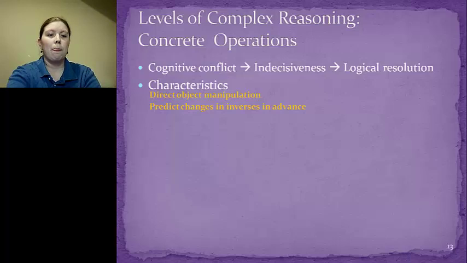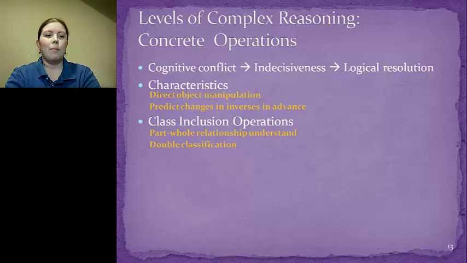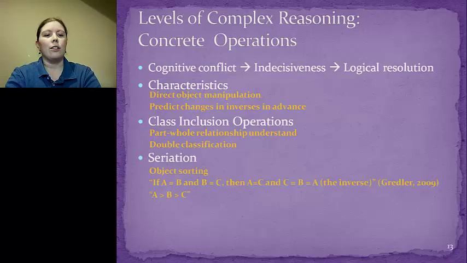Concrete operational children perform class inclusion operations. They understand part-whole associations, such as the idea of carnations and lilies being flowers. Children also understand double classification in that flowers can be red carnations, red lilies, white carnations, and white lilies. Seriation occurs when children sort objects.